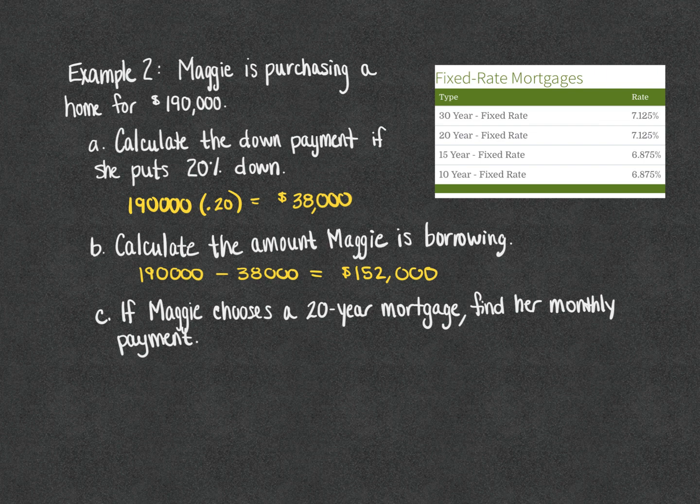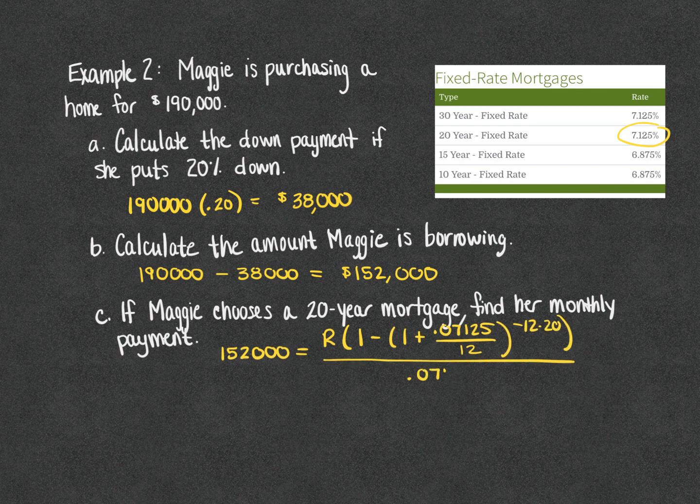Now, if Maggie chooses the 20-year mortgage, we're going to find her monthly payment. The 20-year mortgage interest rate, just like the 30-year fixed rate, is 7.125%. So this problem is going to be similar to example number 1, except our principal is a little different, $152,000. Not a plus, a 1 minus, sorry, 1 minus, 1 plus our interest rate, again, 7.125%, but this time only a 20-year mortgage, saving 10 years of payments.